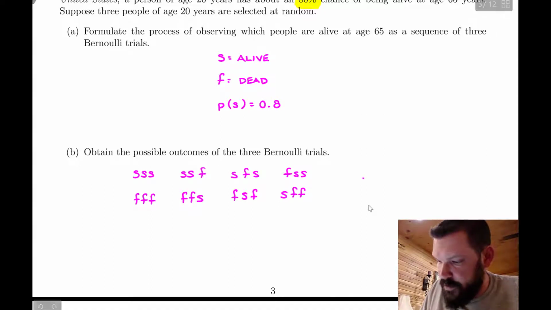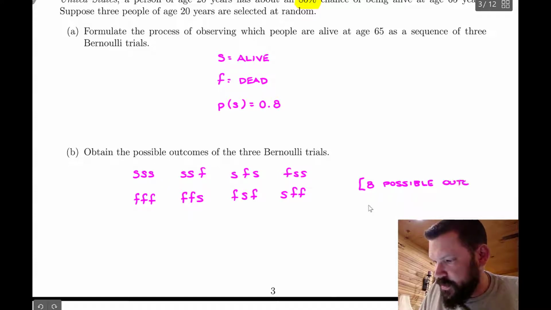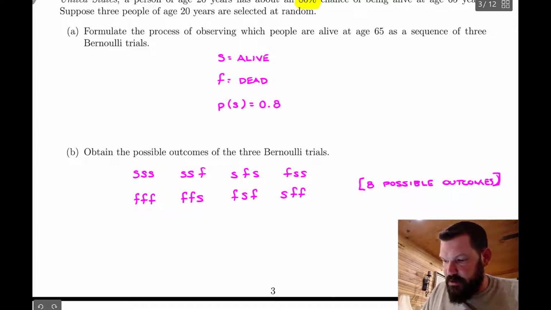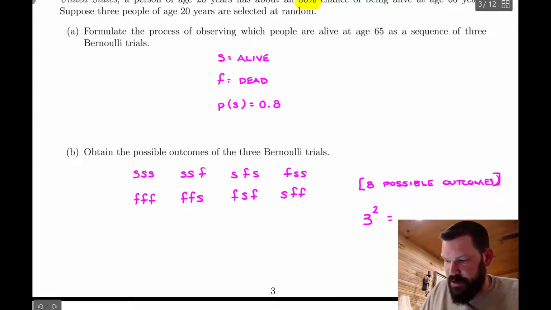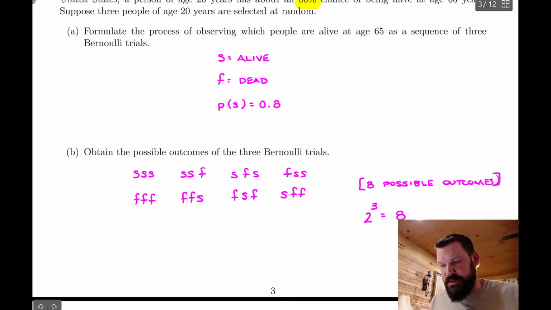So we do have 8 possible outcomes. And we touched on this on Friday. We have 3 people, 2 possibilities of their condition, they're either alive or dead. 3 people, and we get 8. So that's one way you can quickly check whether or not you've come up with all the possible combinations.